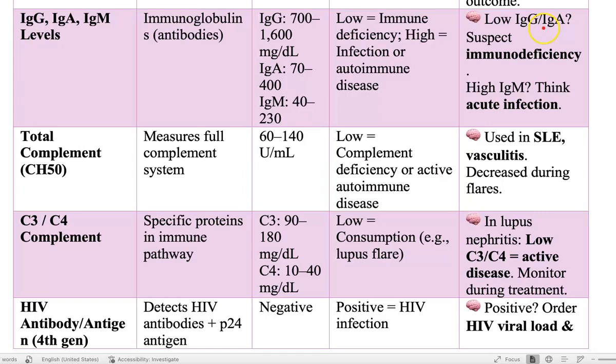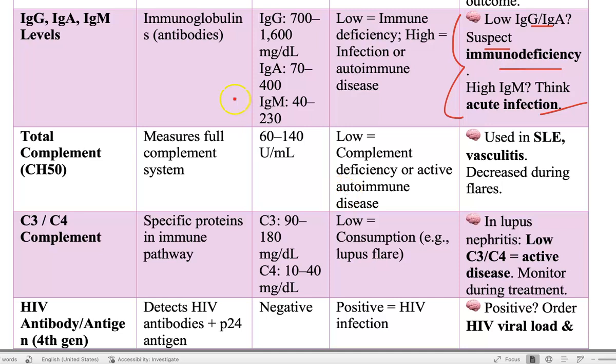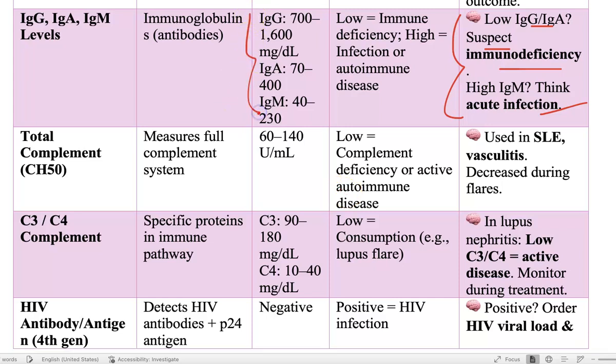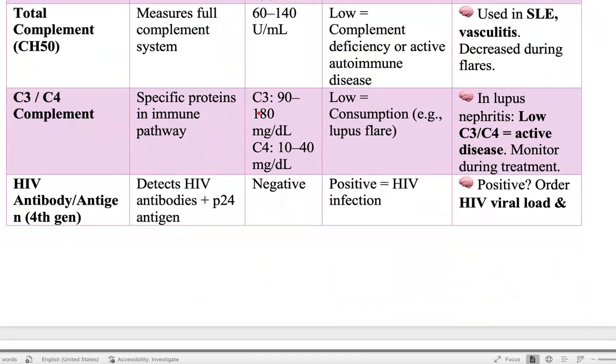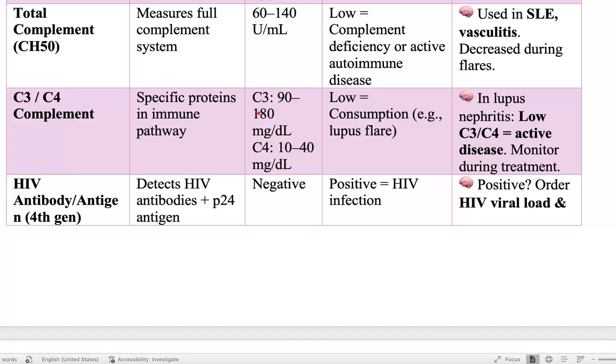Now, low IgG or IgA, you want to suspect immunodeficiency. IgM, you want to think acute infection. So pay attention to that. You have to be able to interpret this, not the number per se, but that also will help. Okay, it's an entry-level exam. You are not expected to know everything, but you need to know enough to be able to eliminate and connect the dots.